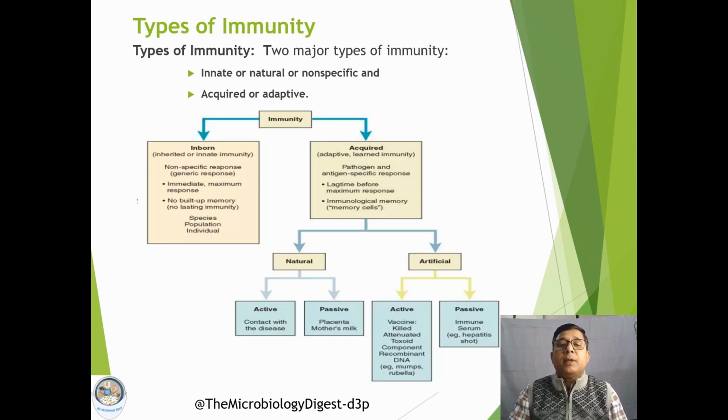This adaptive immunity has further been subdivided into two types. It is natural or artificial. Again, artificial as well as natural may be of active type or passive type.